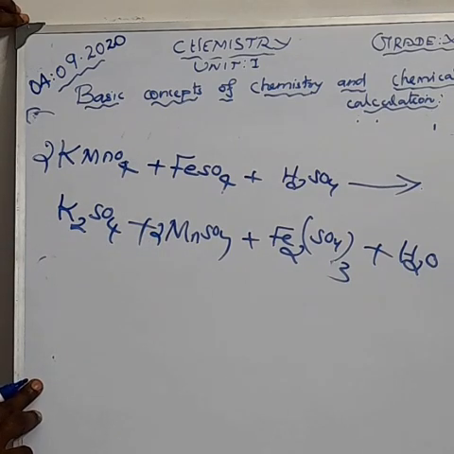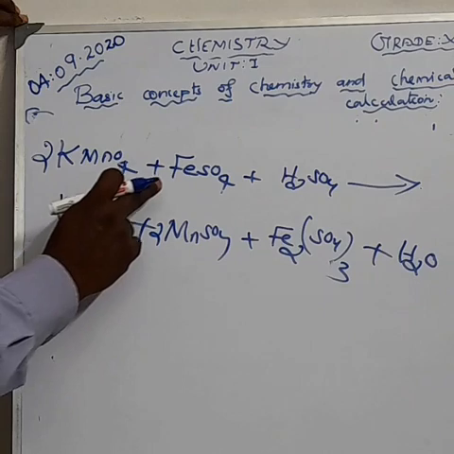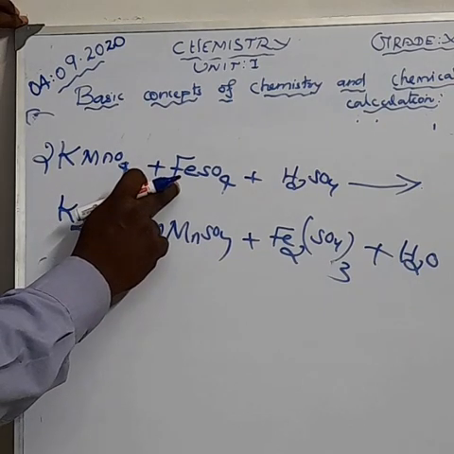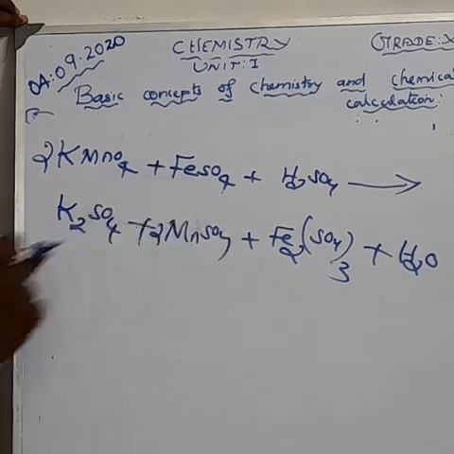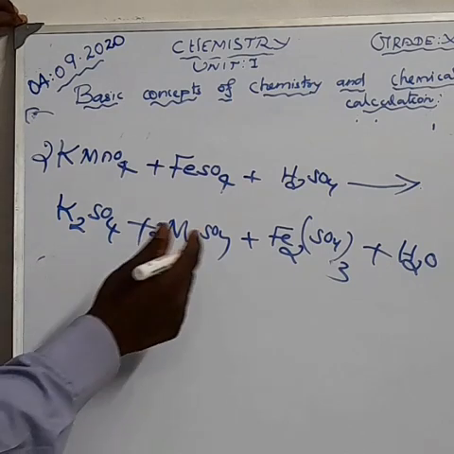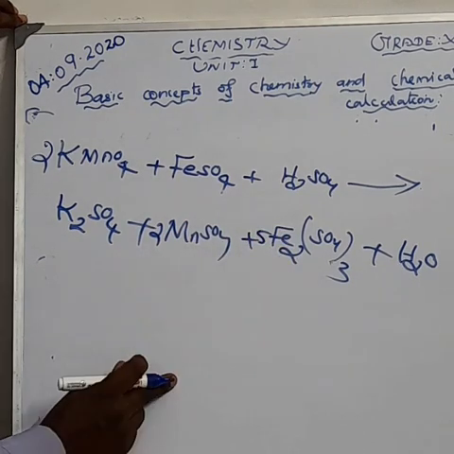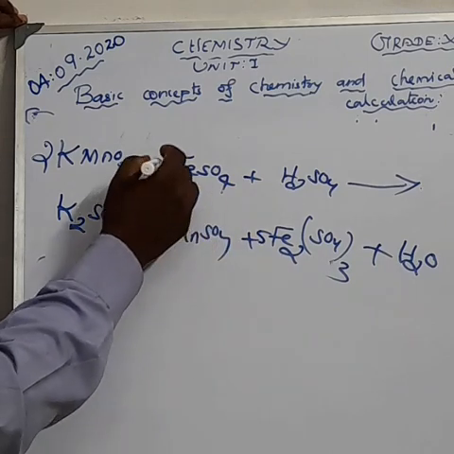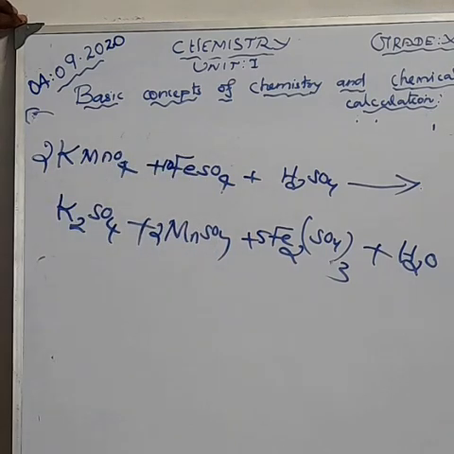Okay? It is balanced. Here, ferrous is having 1, here having 2. Then how can you balance? Simply we can make it here 5. So 5 2s are 10. Here 10. So okay, then ferrous also balances.